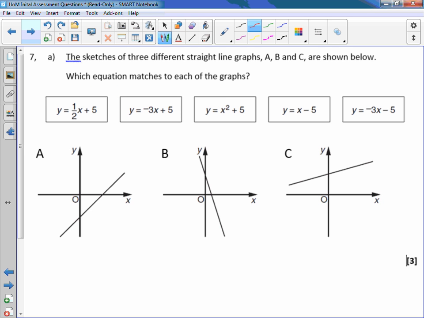Right, question 7. The sketches of 3 different straight line graphs A, B, and C are shown below. Which equation matches to which of the graphs? So if you look at graph A, we've got a positive gradient, and it's going up as we go left to right.